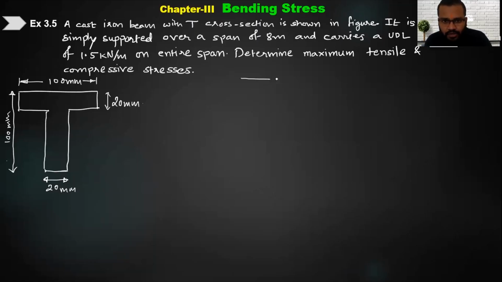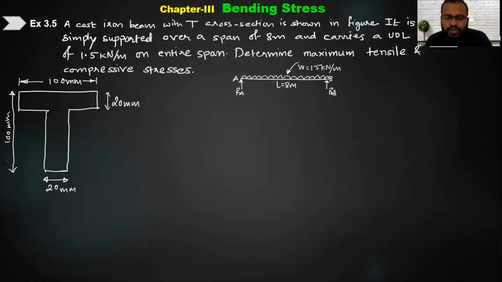For example, if I draw the beam here, simply supported means it is supported at two ends. Let's say AB is the beam, and 8 meters is the span. So the length of the span is 8 meters, and it carries a UDL of 1.5 kilonewton per meter on the top of it. So we have a continuous UDL starting from point A to point B, and the intensity of UDL is given to us. The w value is 1.5 kilonewton per meter. And there will be reactions here, RA and RB.